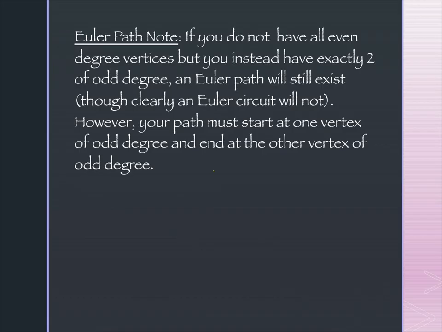Let's say you do not have all even degree. We know from our previous theorem, Euler's theorem, that then we do not have an Euler circuit. But if you do have exactly 2, not less, not more, 2 with odd degree, then there will still be an Euler path present. Not an Euler circuit, but an Euler path. However, your path must start at one of the vertices of odd degree and end at the other one.